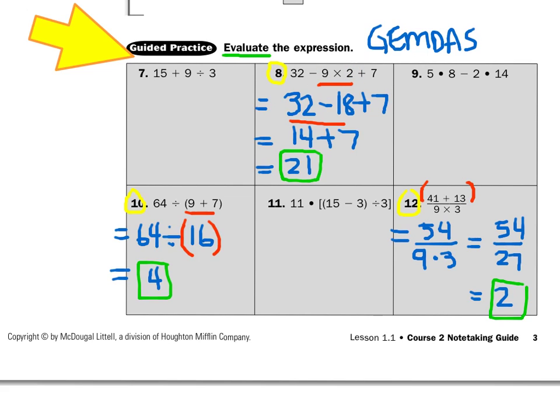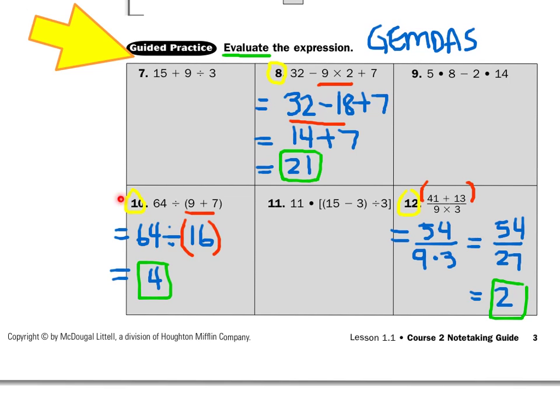And now I'm going to write it and replace it. So I have 32 minus 18 plus 7. Now I don't see any more multiplying or dividing, so I move on to adding or subtracting. And now I go from left to right. So 32 minus 18 gives me 14, and then 14 plus 7 would give me 21. And remember, box your answers. Show your work and box your answers.